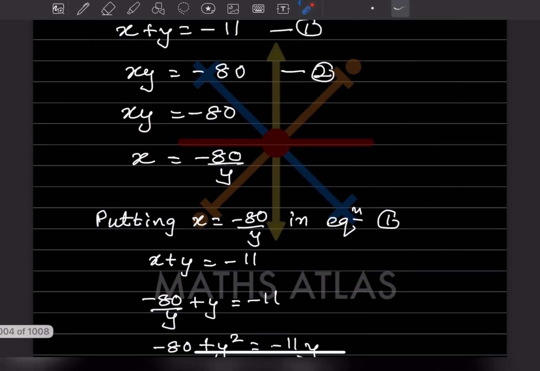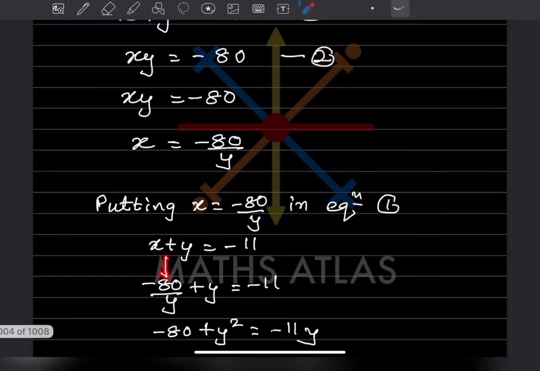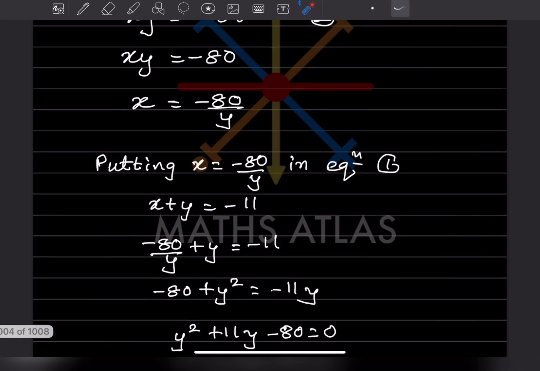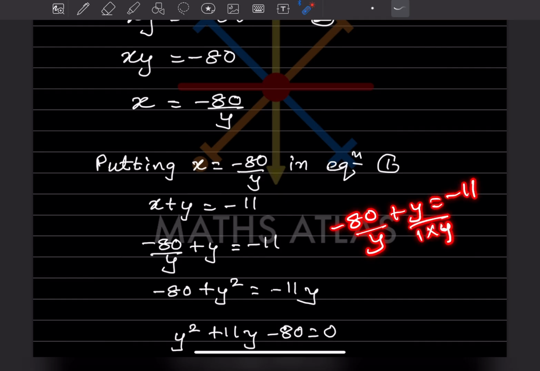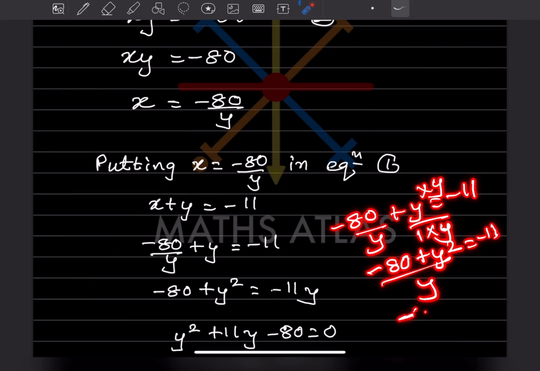Now after solving this, the rest remains the same. You can see the LCM here is y. So what will that be? -80 plus y square. You can also write one step over here if you get confused. I'll write it again: -80 by y plus y is equal to -11, so -80 plus y square, and the LCM is y, is equal to -11. This is the extra step. And later on, what we can do is take -80 plus y square on the other side.